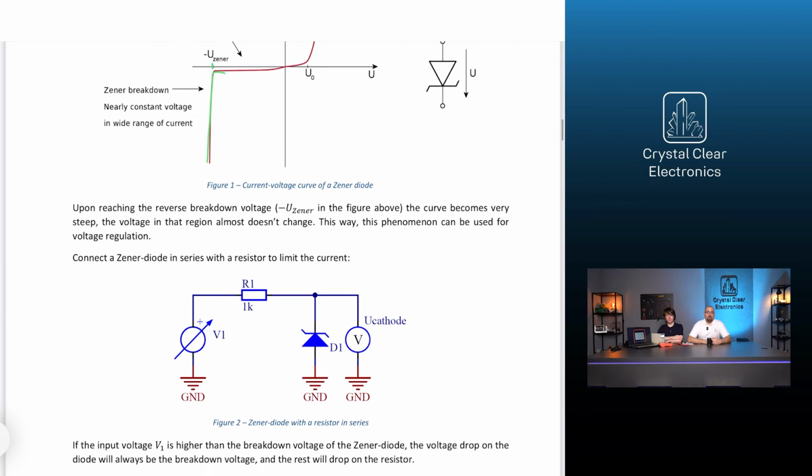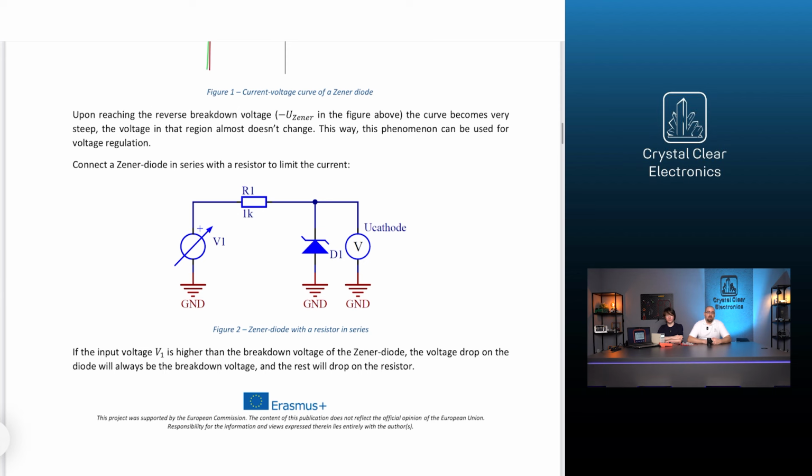Connect the Zener-Diode in series with a resistor that limits its current, exactly as shown in this figure. If the input voltage is higher than the breakdown voltage of the Zener-Diode, the voltage drop on the diode will always be the breakdown voltage and the rest will drop on the resistor.